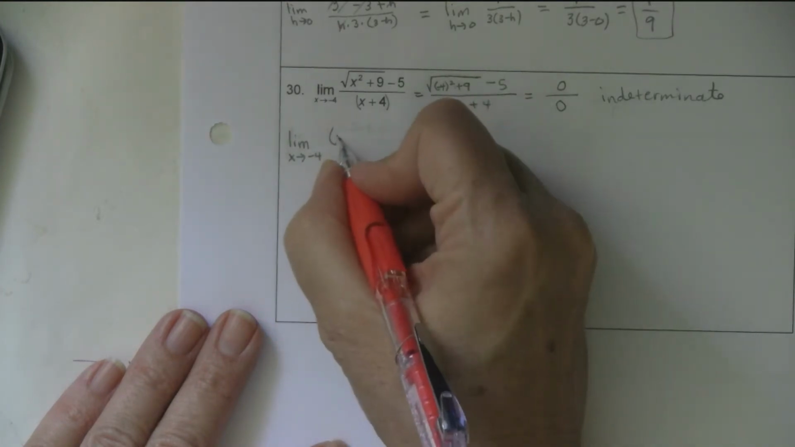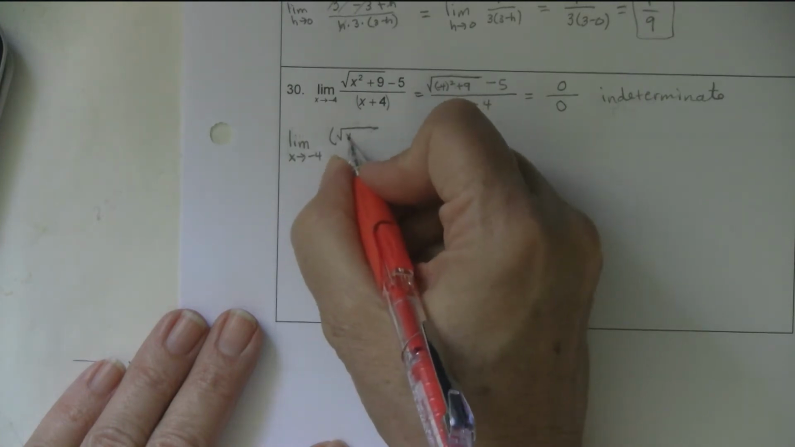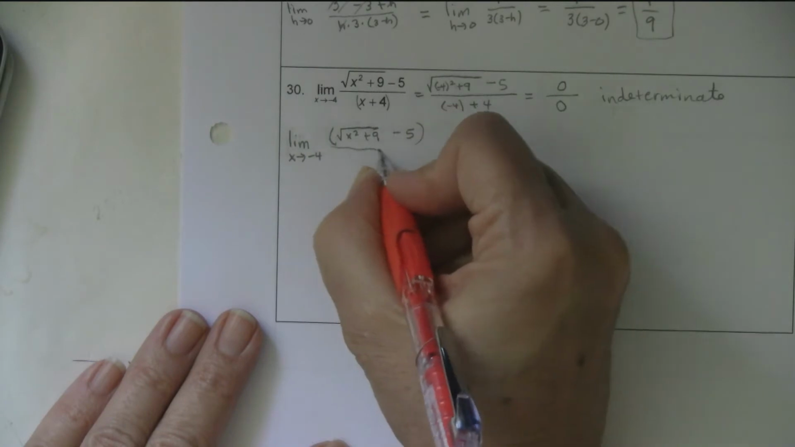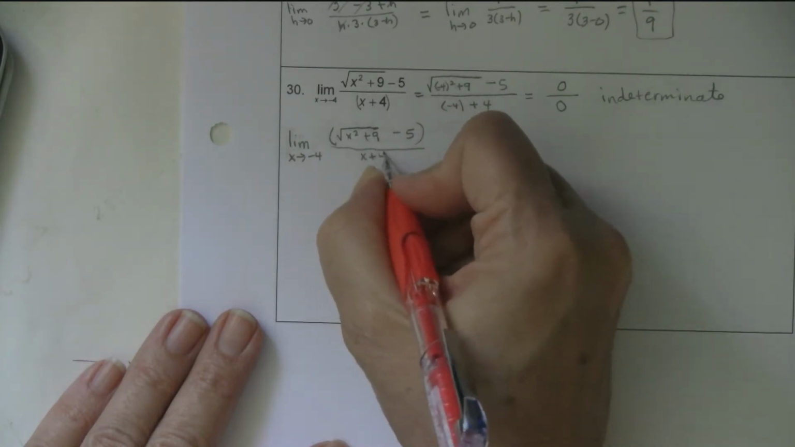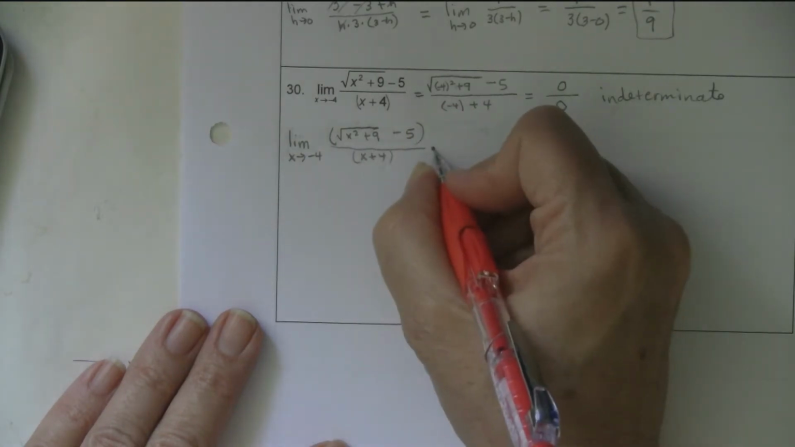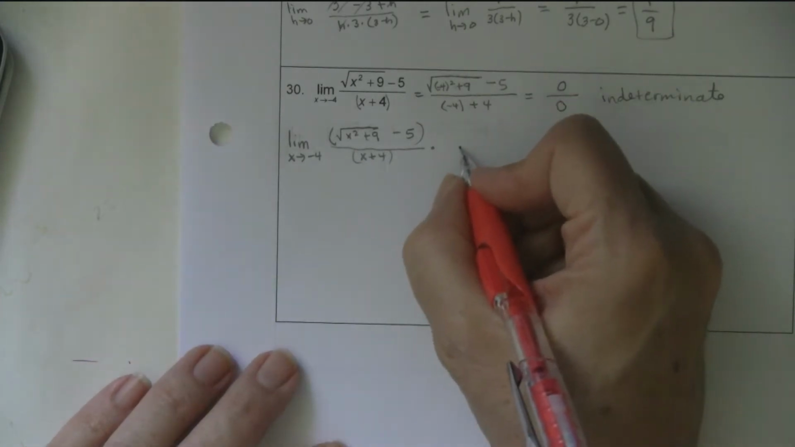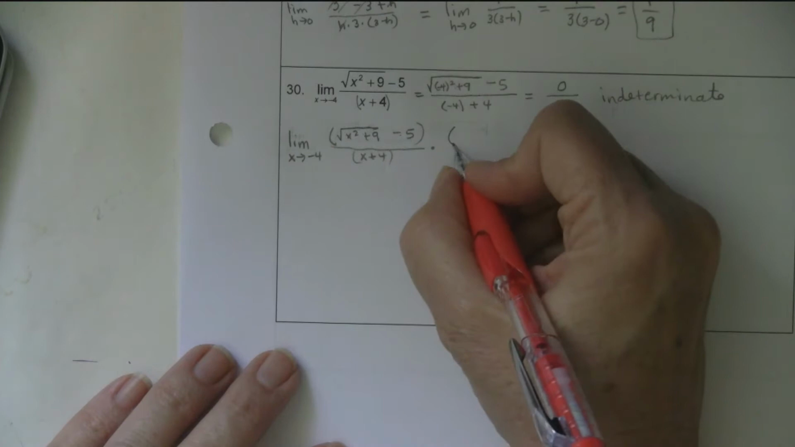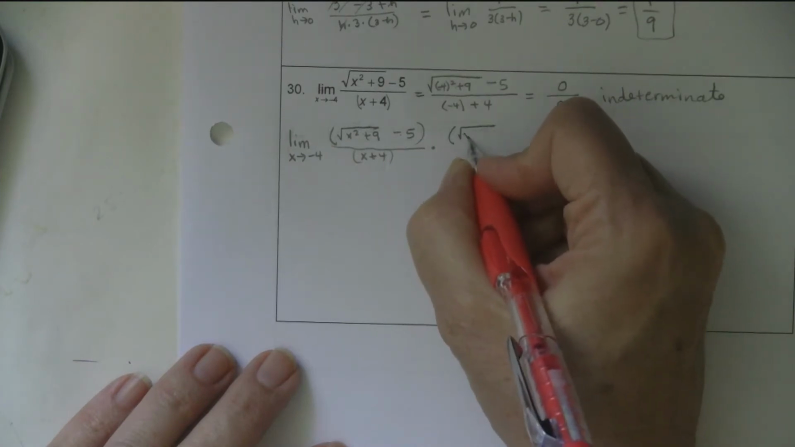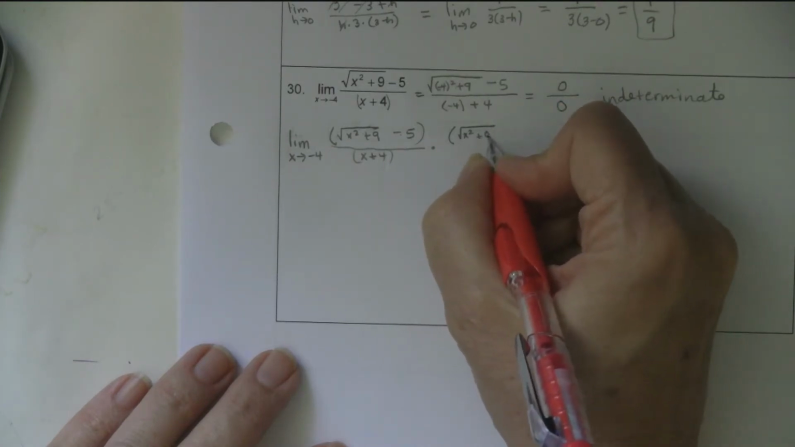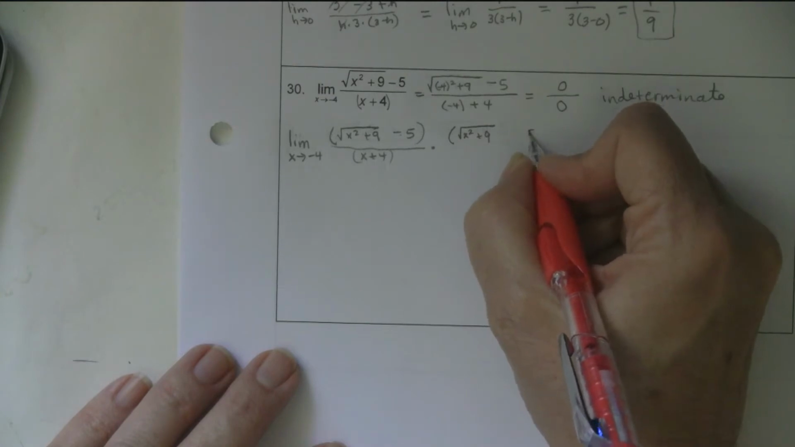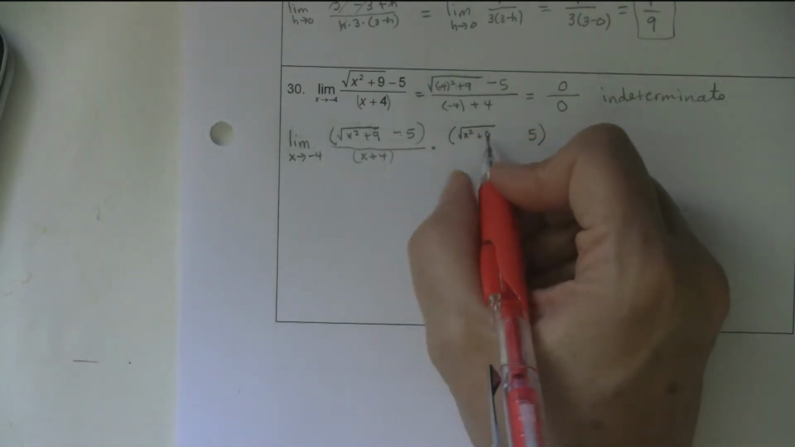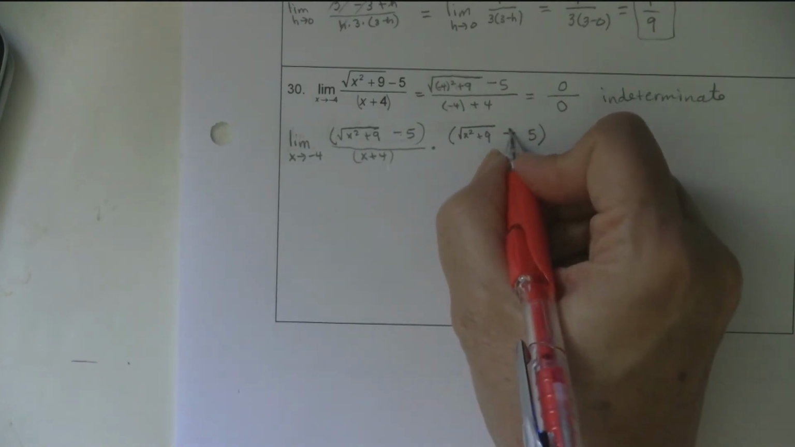So I have here in the numerator the square root of x squared plus 9 minus 5, and in the denominator I have the x plus 4. And I'm going to multiply that by the conjugate. What the conjugate looks like when you have a square root is it has the same first term, the square root of x squared plus 9, and it has the same last term, which is 5. So there's a binomial, but it's a plus here.